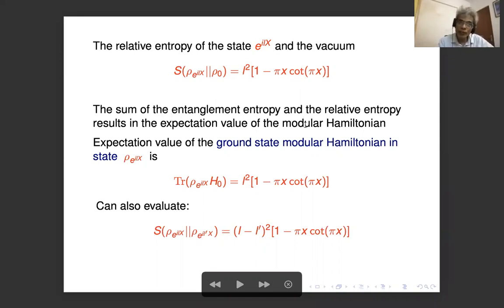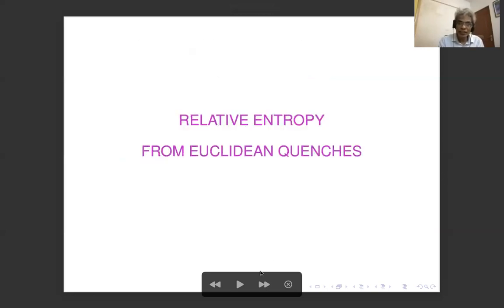As we saw, the sum of the entanglement entropy and the relative entropy represents the expectation value of the modular Hamiltonian. That was one of the identities. So you can evaluate that. You just have to add this to the entanglement, which was zero. You can also evaluate it between L and L prime, which is like the distance between these two states. You see, this is a positive function, and it's L squared. It's the difference between the weights, L minus L prime, roughly proportional to the distance between them. Now, I will come back to the del X question a little bit later.